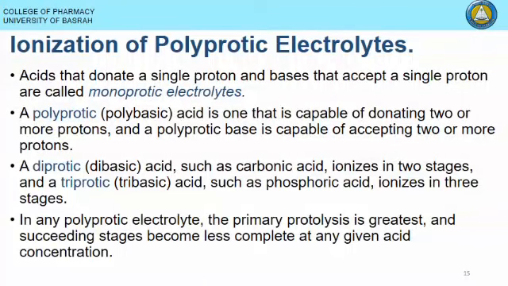Here we're going to talk about the ionization of polyprotic electrolytes. When we have an acid that has the ability to give only one proton, a single proton, it is called a monoprotic electrolyte. But sometimes, especially in medicines, we have many drugs that have multiple protons, so they have more than one proton. What do we call them? We call them polyprotics. That means they are compounds that have the ability to donate two or more protons. One of the major examples for this is H3PO4, phosphoric acid.